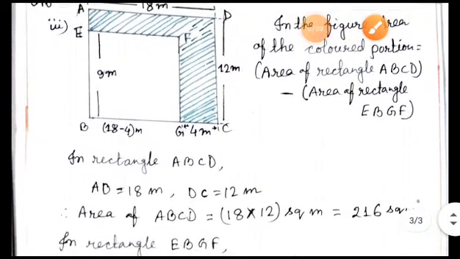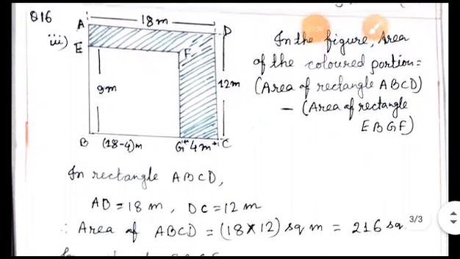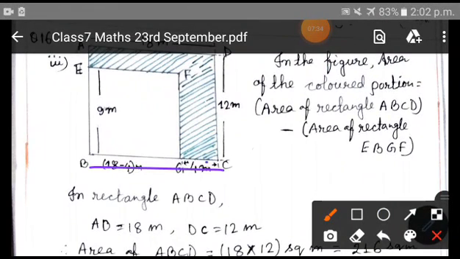So first write down in rectangle ABCD, that is the outer rectangle, the length AD is 18 meter and the breadth DC is 12 meter. So you are finding out the area of rectangle ABCD, that is length into breadth, which is 18 into 12, that is 216 square meter. Now just look at the figure. The length is 18 meter and this portion is 4 meter. So we can take out the length of the inner rectangle by subtracting 4 from 18. You will get the value of this portion, which is 18 minus 4, that is 14 meter.